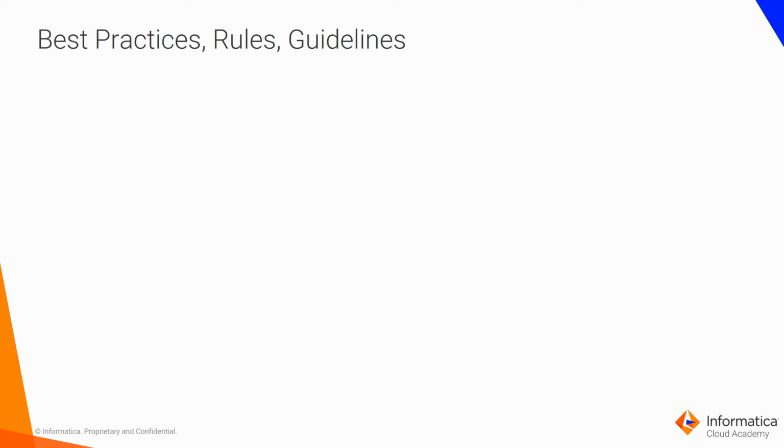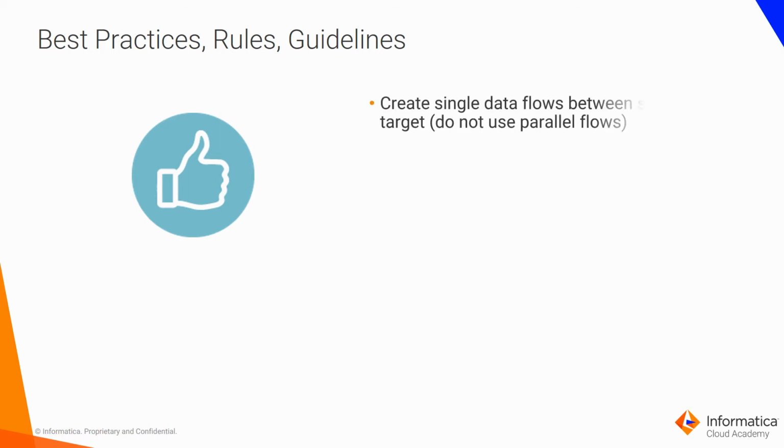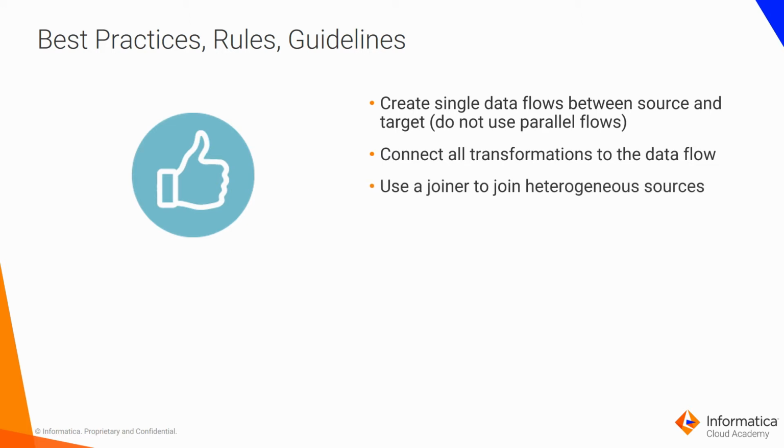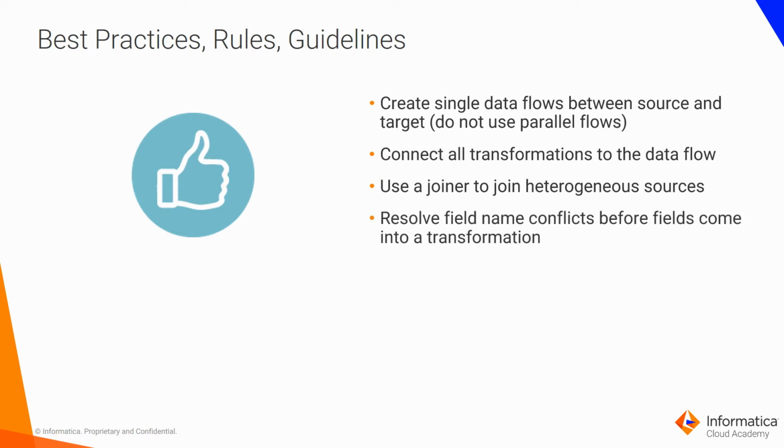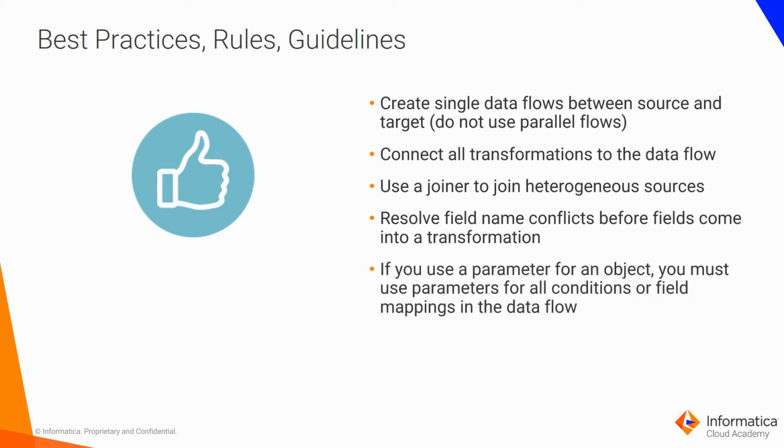Now let us talk about some best practices for using the Mapping Designer and building mappings. When building mappings, you should create a single data flow between sources and targets and avoid using parallel data flows in a mapping. You should also make sure that all your transformations are connected to the data flow. Any heterogeneous sources should be joined using a joiner transformation. Also, architect the mapping so that field naming conflicts are resolved before data comes into a transformation. If you use a parameter for an object, you must use parameters for all conditions or field mappings in the data flow.